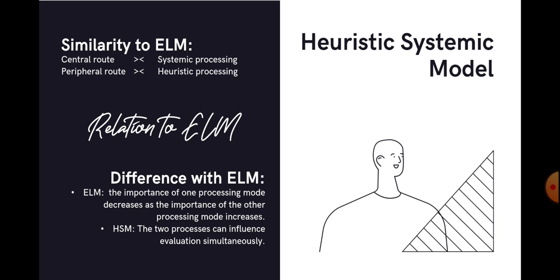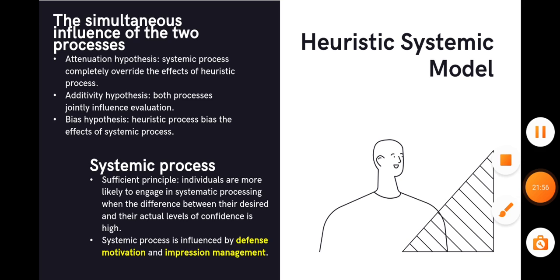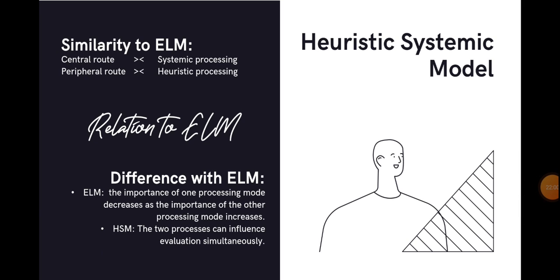And then the next one is the heuristic systematic model. So I think the heuristic systematic model is almost the same as the elaboration likelihood model. The similarity here is that the central route is similar to systematic processing. So central route is what we call the high elaboration process in ELM, whereas systematic processing is what we call the high elaboration process in the HSM. And then the counterpart for the peripheral route is called heuristic processing. So both are for low elaboration, and they require low motivation too.